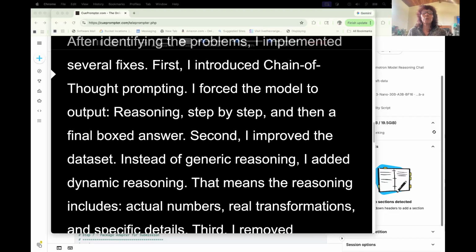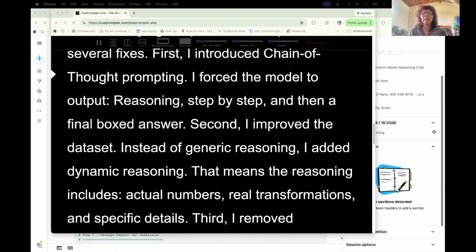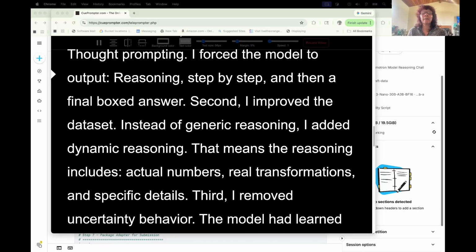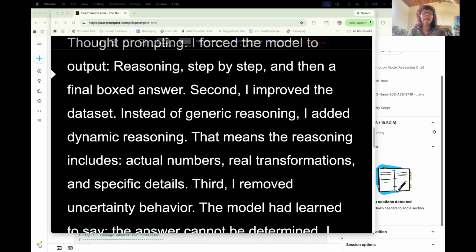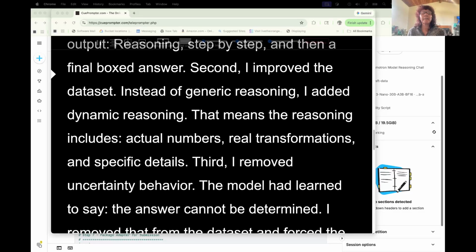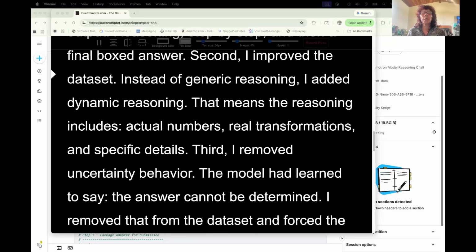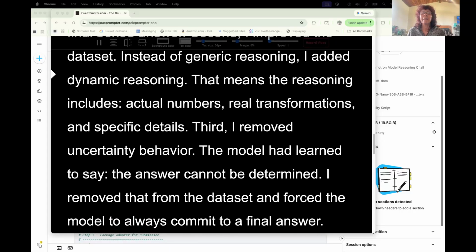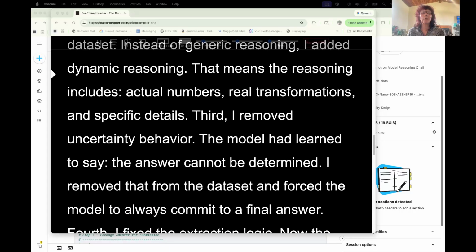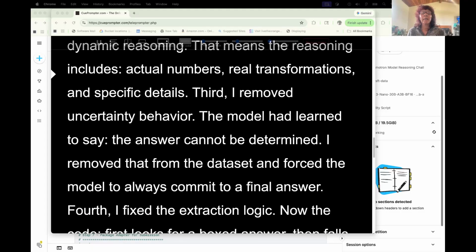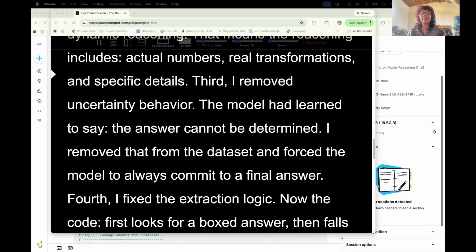After identifying the problems, I implemented several fixes. First, I introduced chain of thought prompting. I forced the model to output reasoning step by step and then a final boxed answer. Second, I improved the dataset. Instead of generic reasoning, I added dynamic reasoning. That means the reasoning includes actual numbers, real transformations, and specific details.